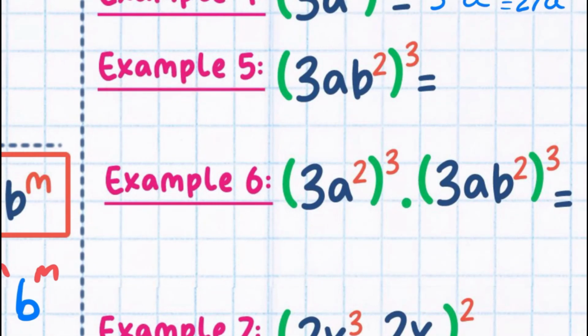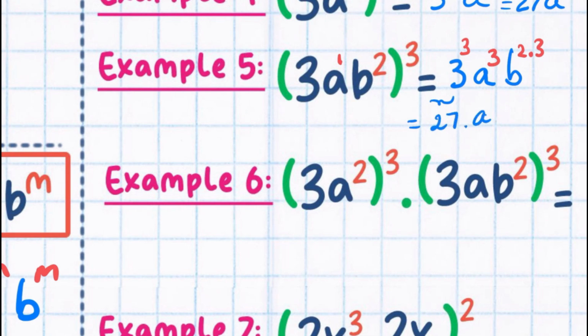Example 5. So I'm going to distribute my exponent 3 to my 3, to my a, and to my b, which is 3 to the power of 3. a is a to the power of 1. 1 times 3 is 3. Then b, 2 times 3. 3 to the power of 3 is 27. a to the power of 3. b to the power of 6 is my final answer.